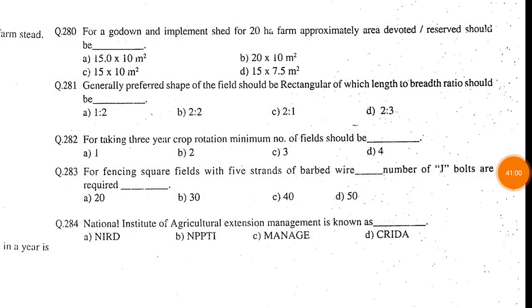281. The generally preferred shape of the field should be rectangular, of which the length to breadth ratio should be 2:1. 282. For a 3-year crop rotation, the minimum number of fields should be 3. 283. For fencing a square field with 5 strands of barbed wire, 40 number of J belts are required.